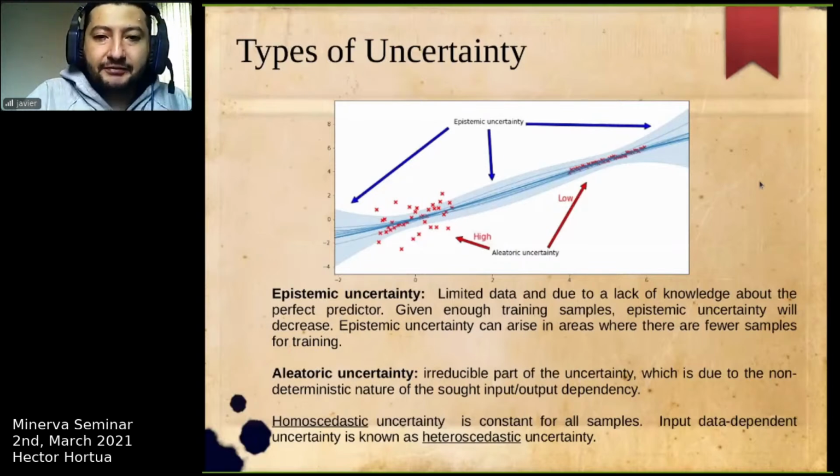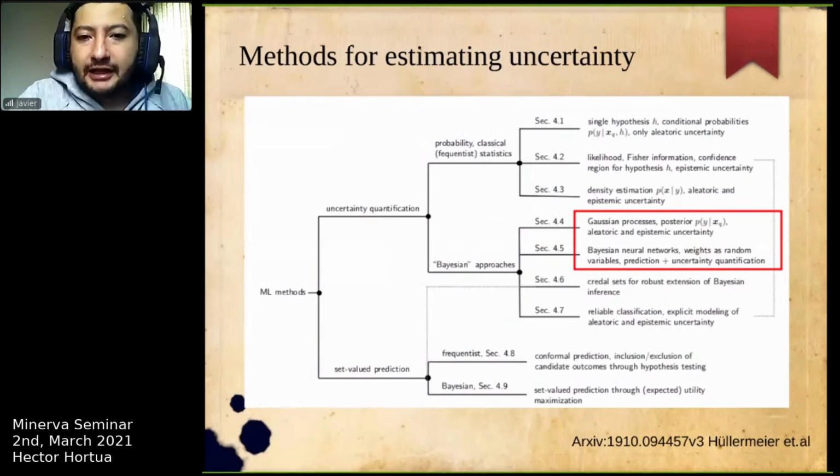This is the two uncertainties that we manage usually in machine and deep learning. In this slide, I show you a diagram, which was taken from this paper. It's a very interesting paper that explains briefly each method that people use for obtaining uncertainties from machine and deep learning methods. In this diagram, you can see the classification of the different types of methodologies that we can use in order to get uncertainties.